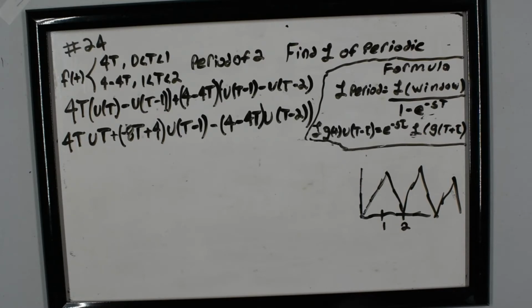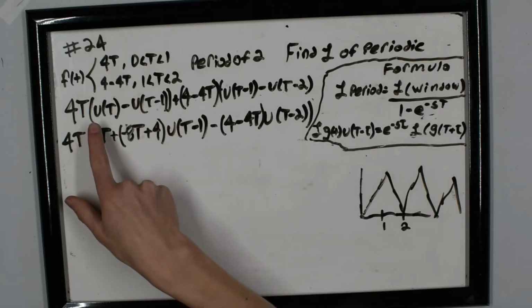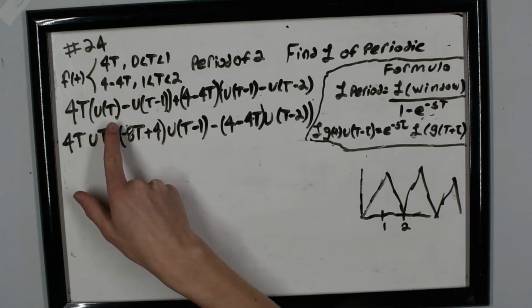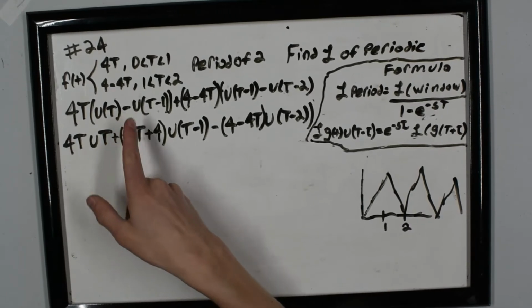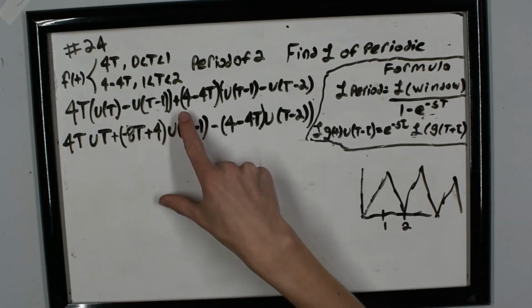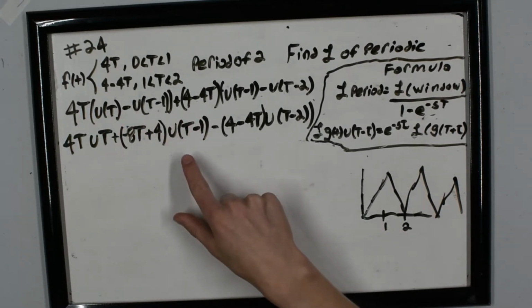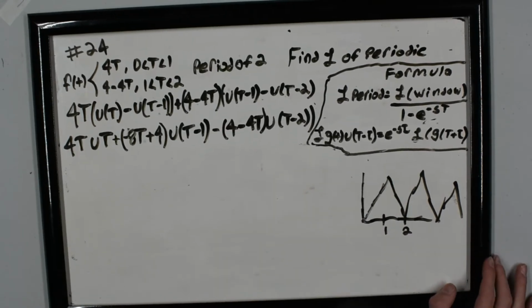So the first thing you need to do is take the Laplace transform of the first window, which is just this piecewise it gave us. So I did that here. So you have the function 4t distributed to u(t minus the leftmost interval, which is 0) minus u(t minus the rightmost interval, which is 1), plus the second function value, 4 minus 4t, distributed to u(t minus the leftmost interval, which is 1) minus u(t minus the rightmost interval, which is 2).